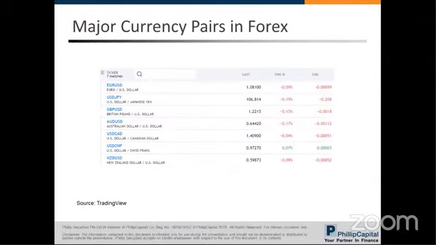So this is also a screenshot of the major currency pairs that we have in Forex. If we are looking for something quite liquid to trade, usually people go for these 7 pairs. The top one is usually EUR/USD. That's one of the most famous ones.